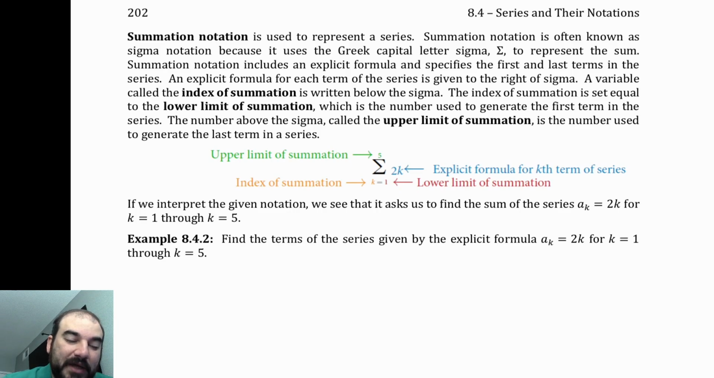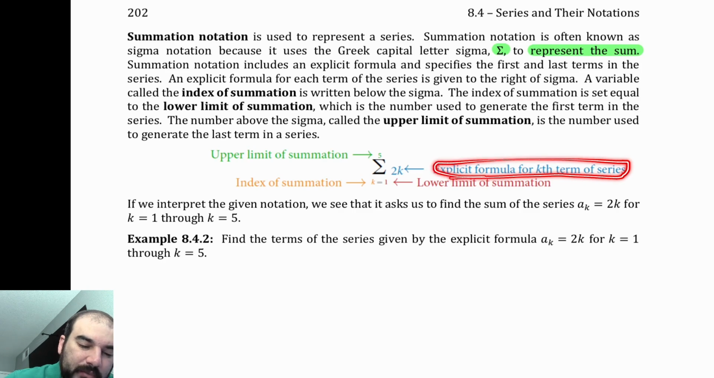That just represents the sum. So sigma represents the sum. That means we're going to add terms together. Immediately to the right of the sigma, we will have the explicit formula for the kth term of the series.